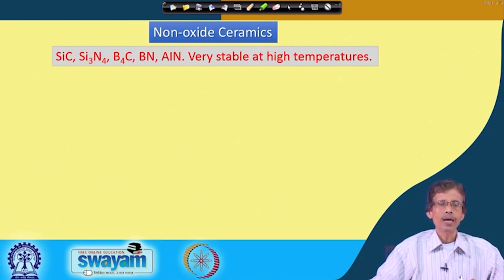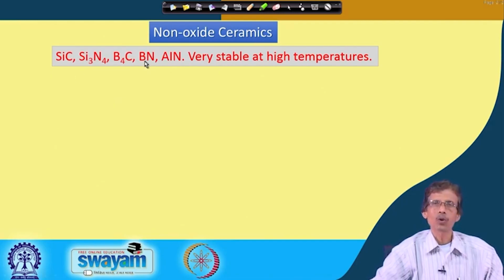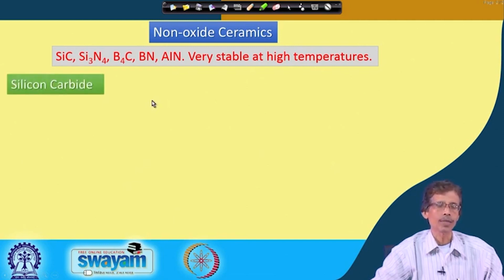Then we can have Si3N4, where the nitrogen content is different compared to the silicon content. So, it is 3:4. Then boron carbide or boron nitride or aluminum nitride. So, carbide and nitride give you the corresponding formation of these non-oxide ceramics.